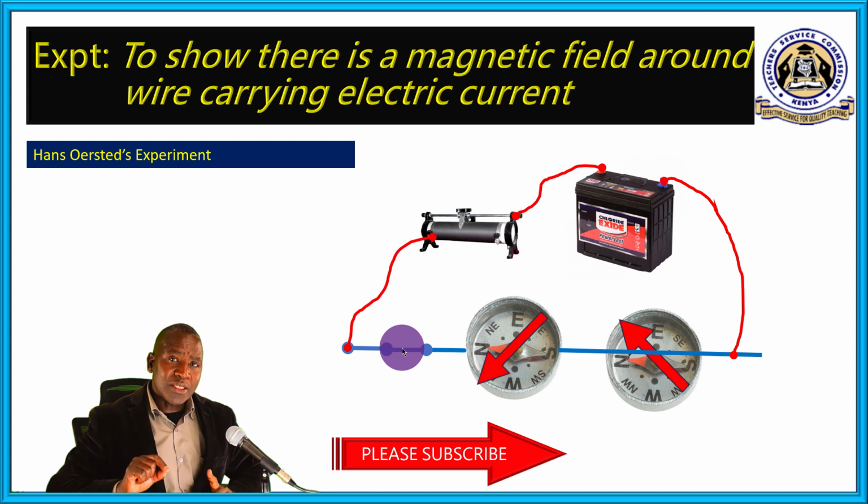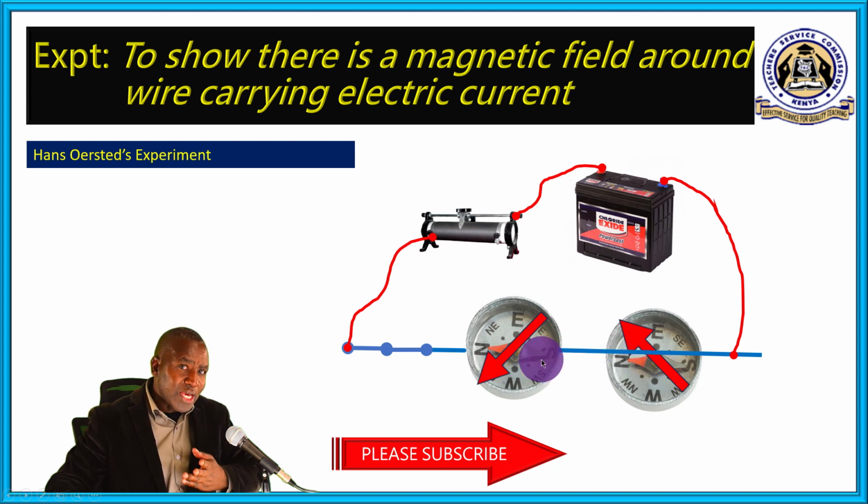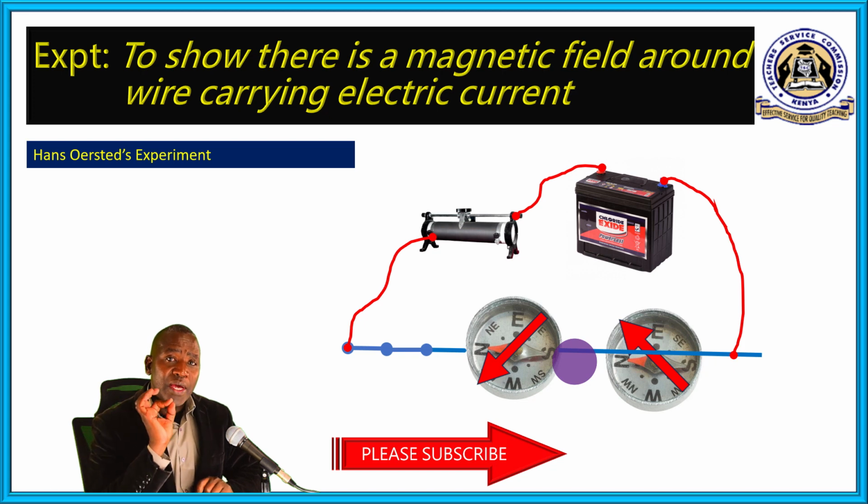That shows that if there is a current flowing through that wire, then there is definitely a magnetic field around that wire, and that magnetic field is strong enough. It is stronger than the magnetic field due to the Earth, and that is why it overcomes the magnetic field due to the Earth and causes a deflection. So this simple experiment can be used to show that there is a magnetic field around a conductor which is carrying current.